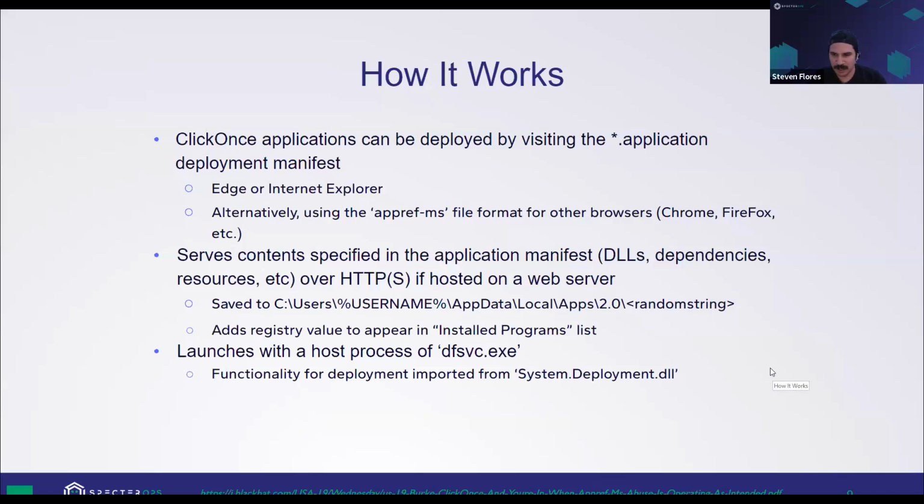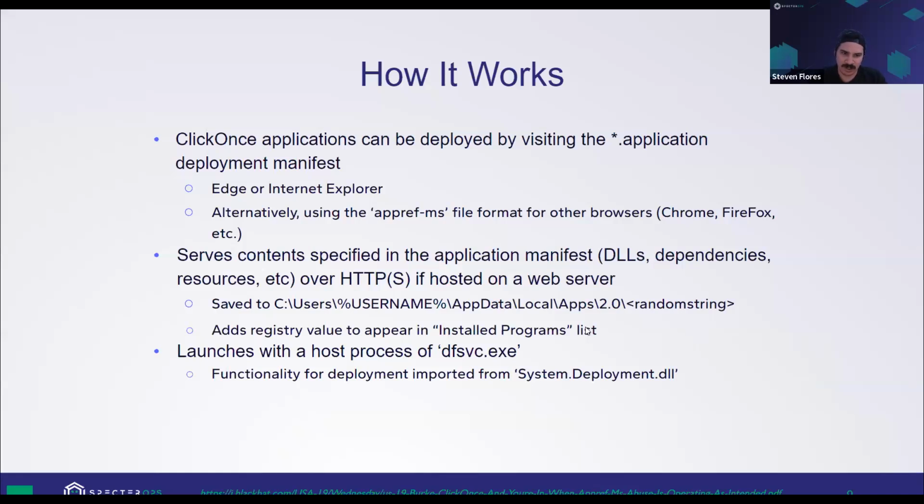As I mentioned before, there is another file type that can be leveraged if a user is not using an Edge or Internet Explorer browser. That would be the appref.ms file, which references all the information surrounding the actual deployment manifest itself. This is going to be downloaded separately via the browser and double-clicked or executed in some way in order for the rest of the ClickOnce application to be deployed.